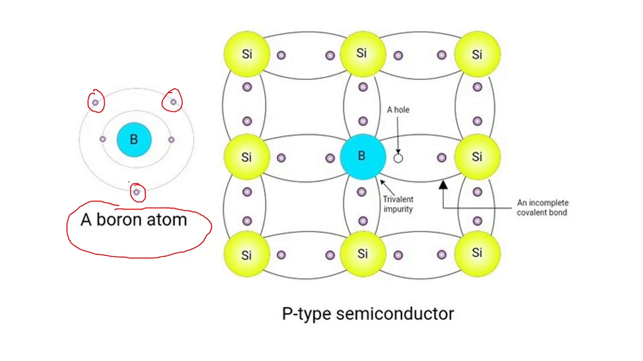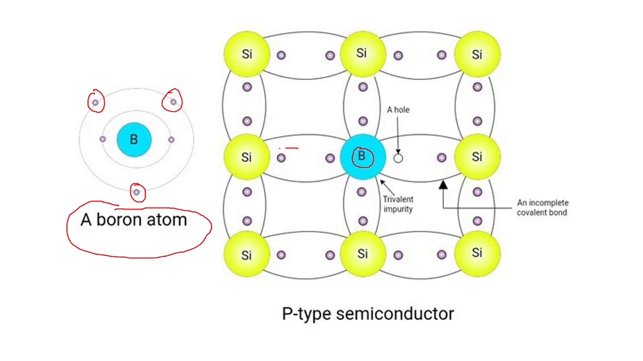When boron atoms are added to a pure semiconductor like silicon, here you can see one example of a boron atom added to silicon atoms. So what will happen? Here you have a boron atom. Now the boron atom is having 3 valence electrons. So all these 3 valence electrons will make covalent bonds with the respective adjacent silicon atom valence electrons.